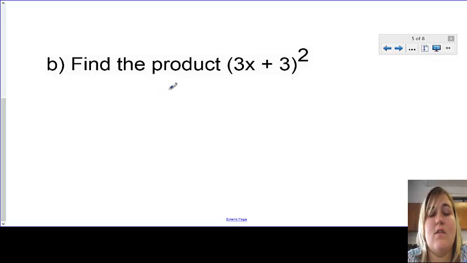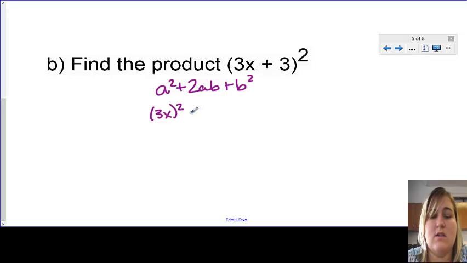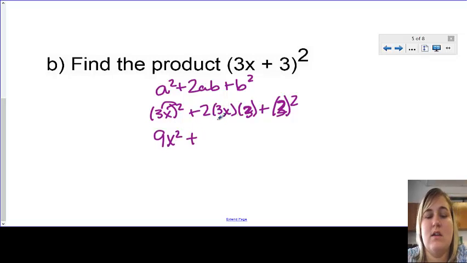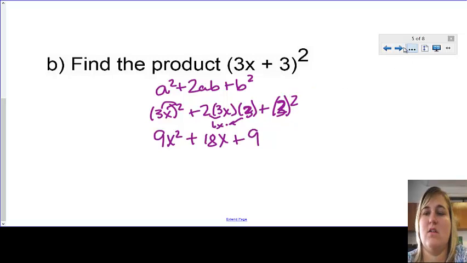So this one, we have the formula a squared plus 2ab plus b squared. So instead of a, I'm going to put 3x, square it, plus 2 times 3x times 3, plus 3 squared. Oh, I put 2 there. It should have been 3. 3 is our b, okay? I don't know why I put 2. So 3x squared: distribute that square, I have 3 squared, which is 9, x squared, which is x squared, plus 2 times 3x is 6x, times 3 gets me 18x, plus 3 squared, which is 9. Final answer.